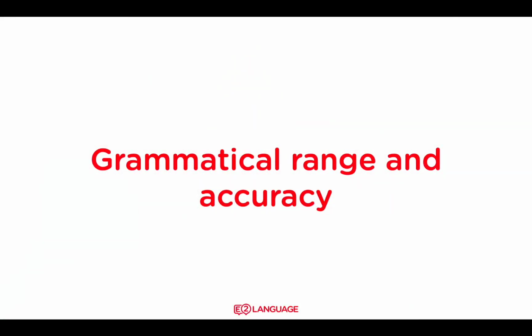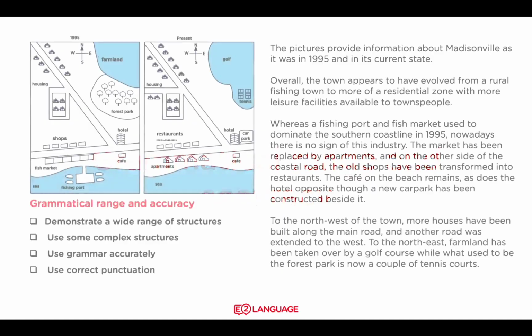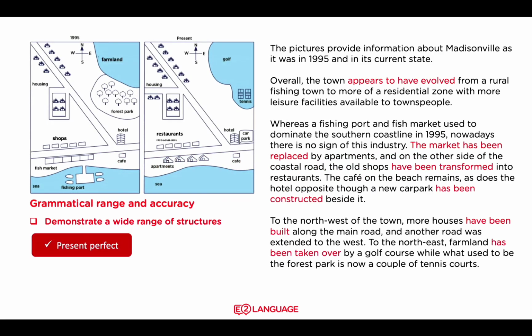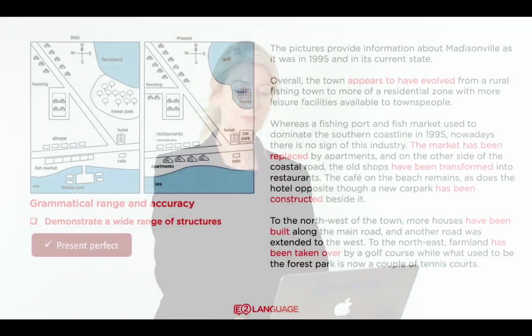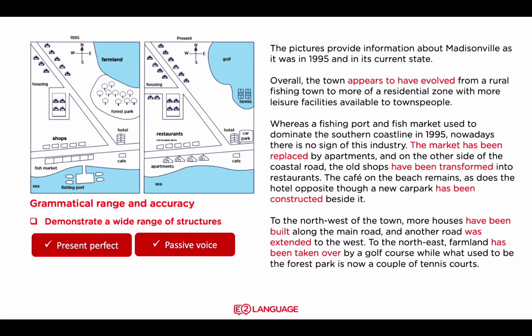Grammatical range and accuracy, kind of the same thing. Have I demonstrated a wide range? I'll show you some of the structures. Firstly, present perfect voice appears to have evolved. The market has been replaced. Now this is present perfect passive. Have been transformed, has been constructed, have been built, has been taken over. When you have a map in the past and another map in the present, present perfect is going to be a very useful tense for you. Passive voice, as I mentioned, there's other examples here too. Was extended, for example, past passive.